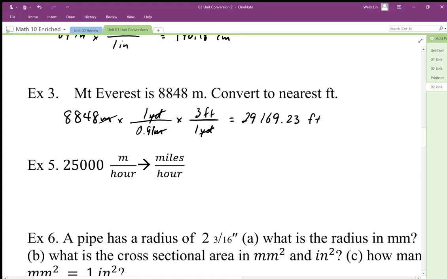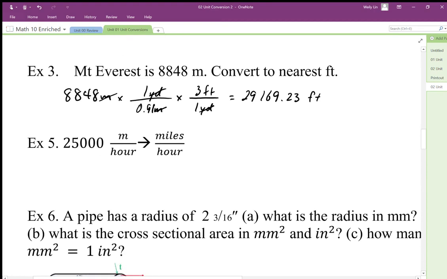So this one here is a rate that we have to convert. Now the problem is I have meters per hour, and I need to convert it to miles per hour. Essentially the hours comparison is consistent, so I just really need to convert the meters into miles. So this is what it's going to look like, and I'm just going to keep track of my units. So meters per hour, I want to get rid of my meters.